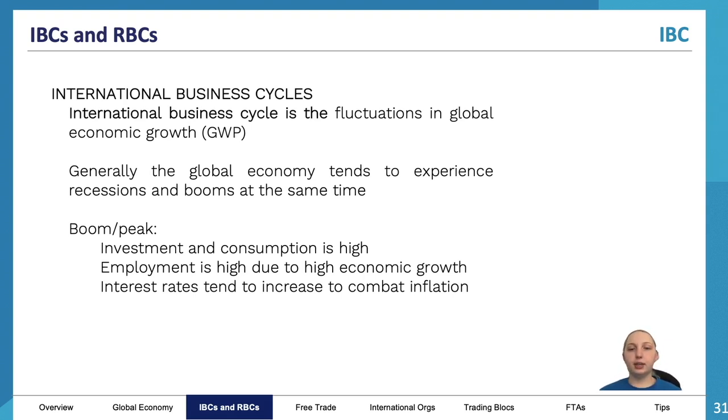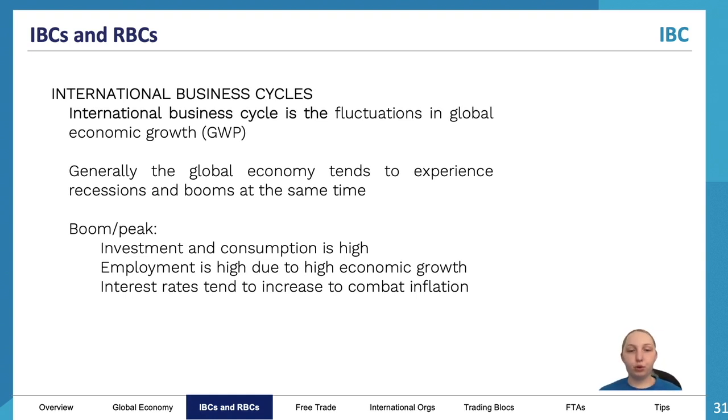Generally, the global economy tends to experience recessions and booms at the same time. So essentially what that means is that typically countries tend to experience the same things at the same time. Of course, it's not exactly in sync and it's not always to the same degree, but it's rare for, say, America to be experiencing a really big boom and, say, the EU is now in recession. So typically things do tend to sort of line up between economies.